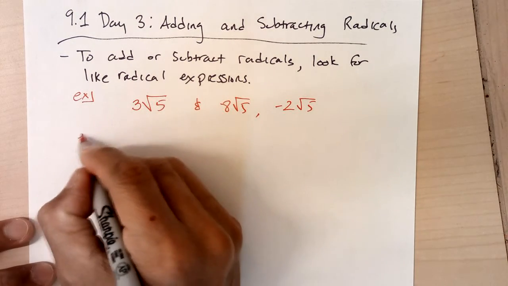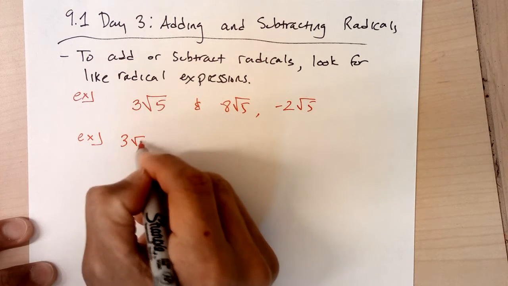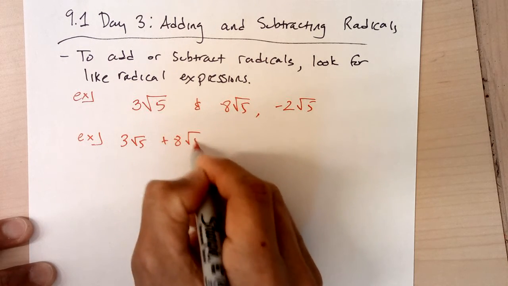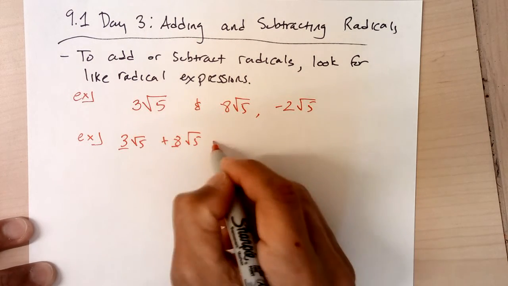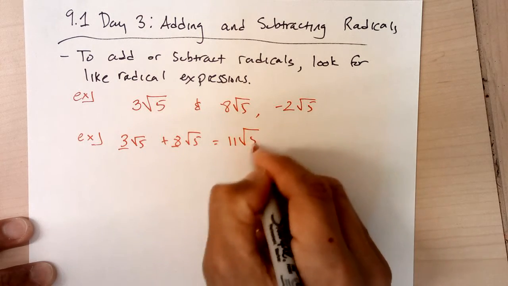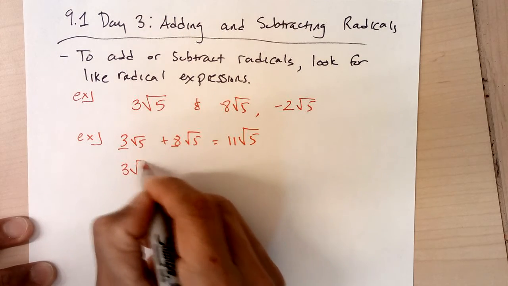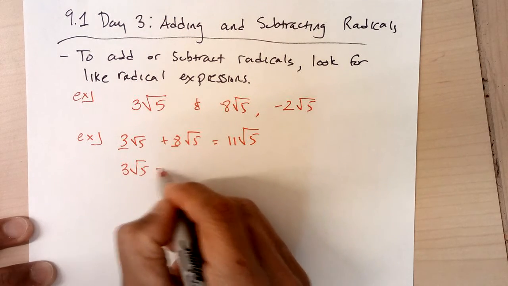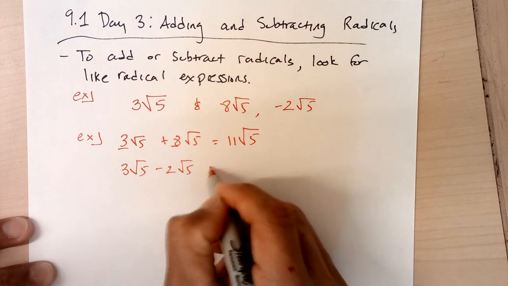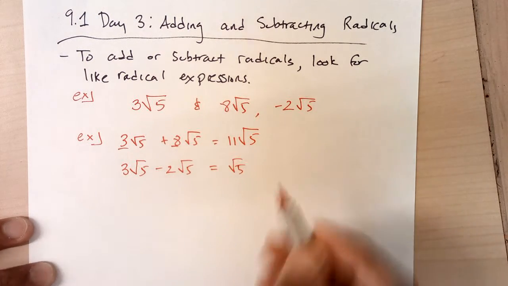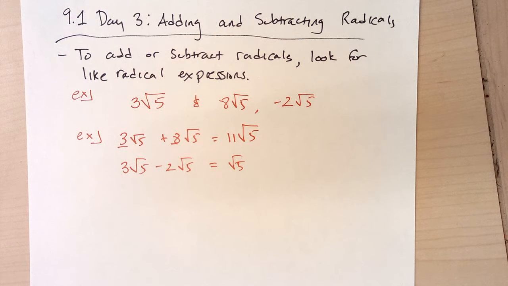So if I had something like 3 square root 5 plus 8 square root 5, then you just add the coefficients here. 3 plus 8, 11 square root 5. Or 3 square root 5 plus -2 square root 5 would be 1 square root 5, or just the square root of 5. If you could do something like 3x plus 5x, then you could do this as well.